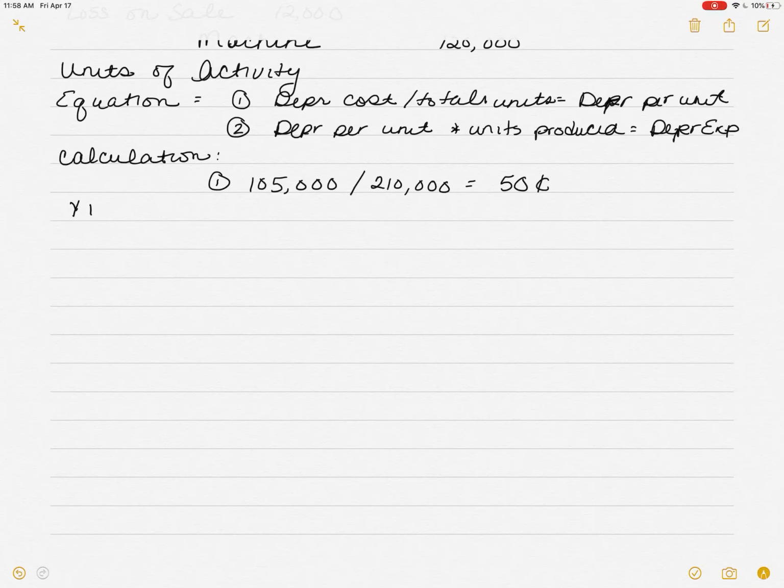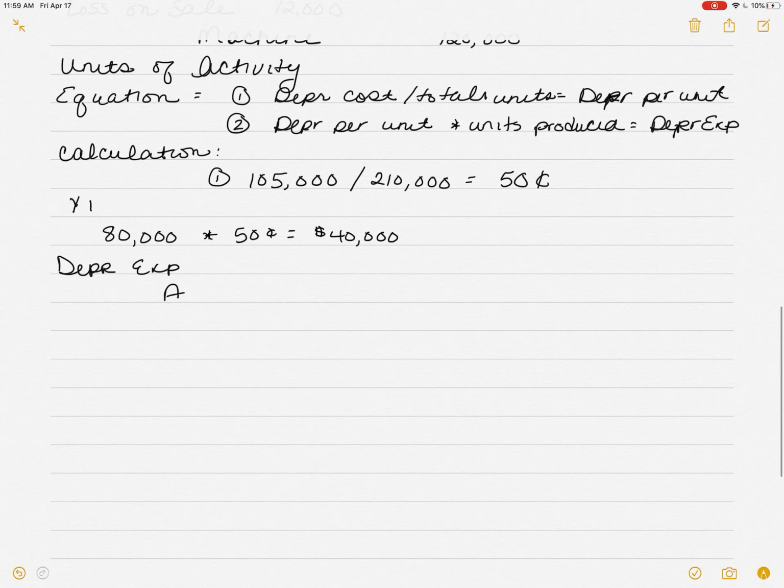The second step of the problem is going to depend on how much we produce each year. So for year 1, the problem tells us that we've produced 80,000 units. I'm going to multiply that by my depreciation per unit for a total expense of 40,000. I will debit depreciation expense, credit accumulated depreciation for that 40,000.